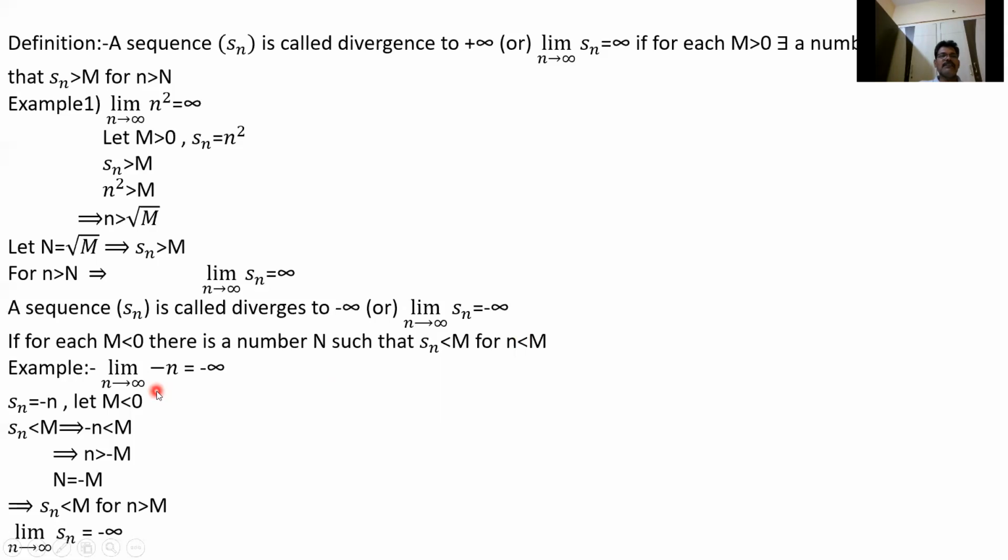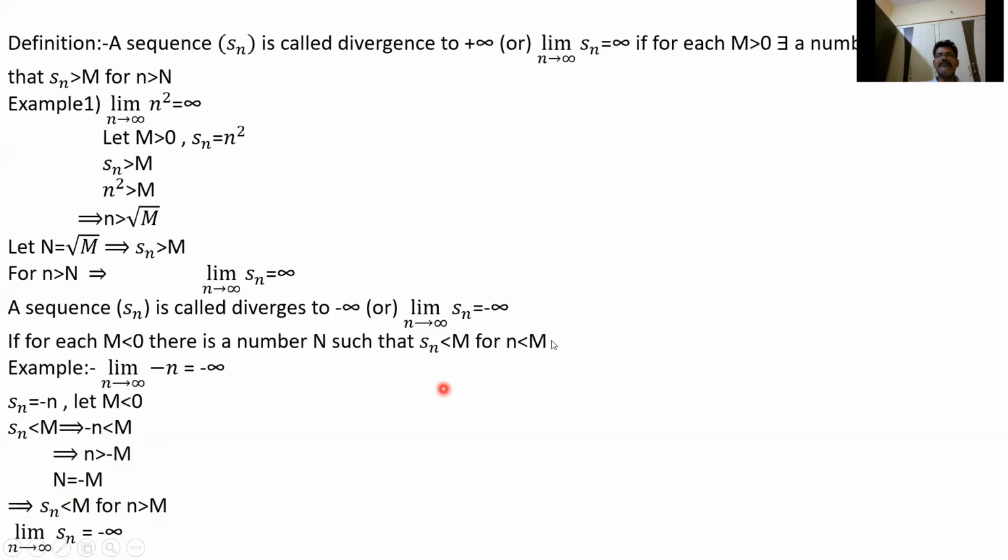For example, limit as n tends to infinity of minus n is equal to minus infinity. So Sn equals minus n. Let M be less than 0. So Sn less than M, minus n less than M. Taking the minus sign on both sides, the inequality sign changes. For example, 2 less than 4 implies minus 2 greater than minus 4. So n greater than minus M, taking capital N equal to minus M, we get Sn less than M for n greater than N.